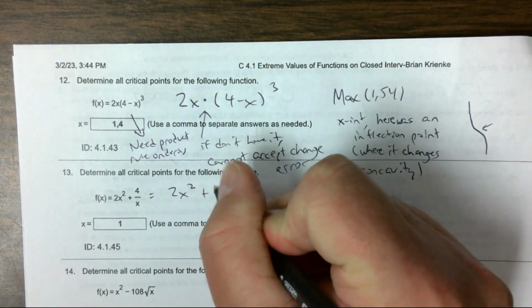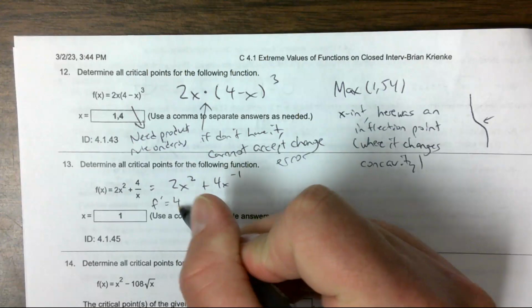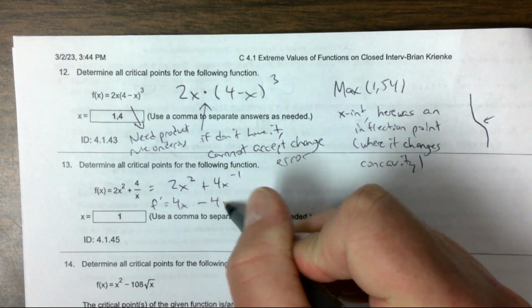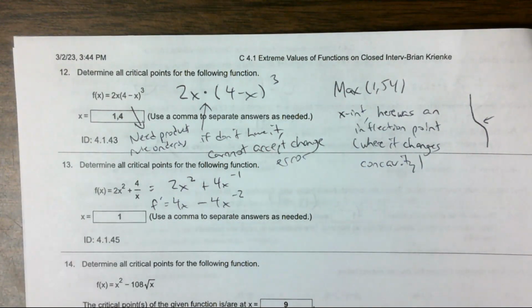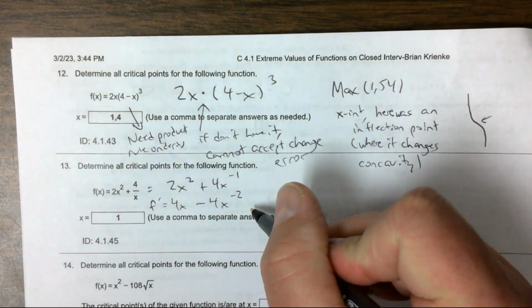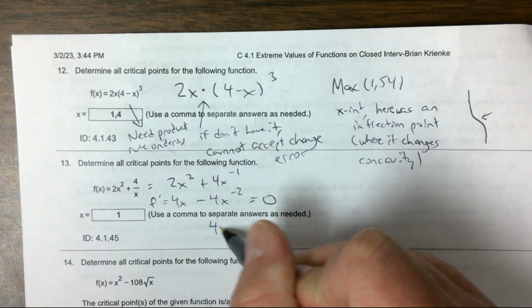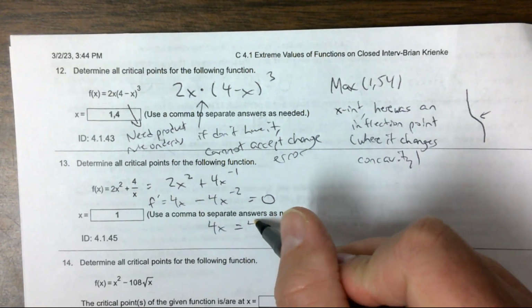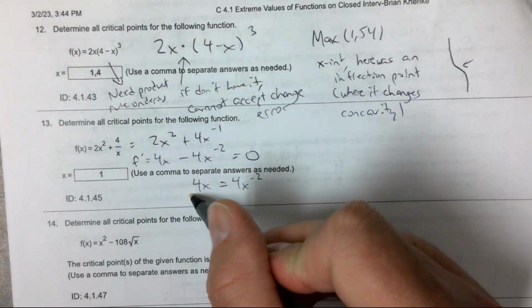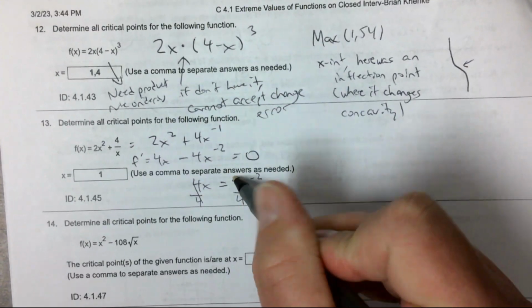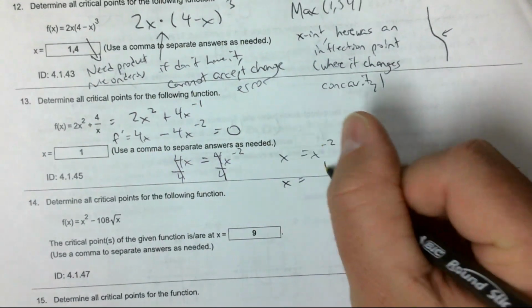2x squared plus 4x to the negative 1. So f prime would be 4x minus 4x to the negative 2. So what we do then is set that equal to 0. And so then we'd have 4x, and move this one over, equal to 4x to the negative 2. So basically, when you're working through this, you would divide out your 4's, and x equal x to the negative 2, well, that would look like x equal 1 over x squared.